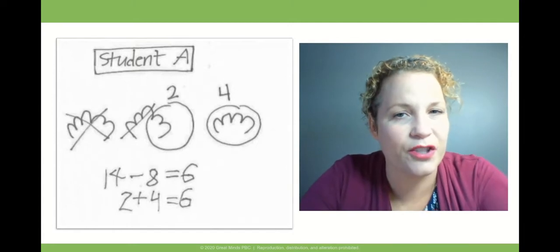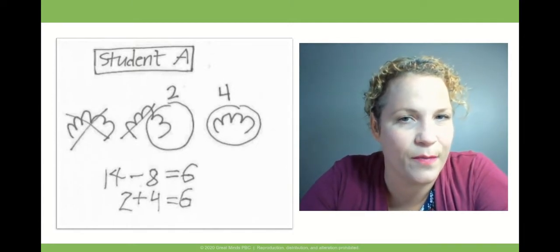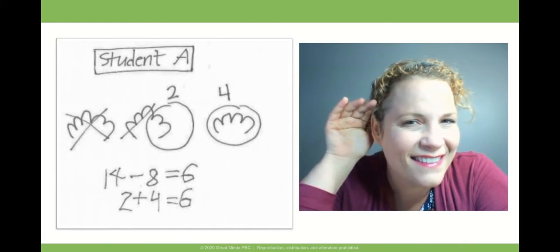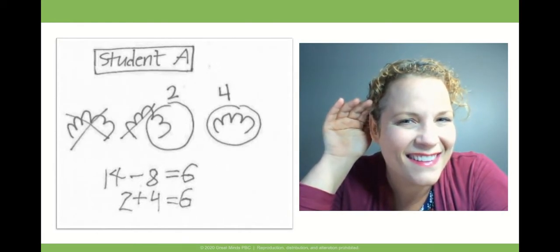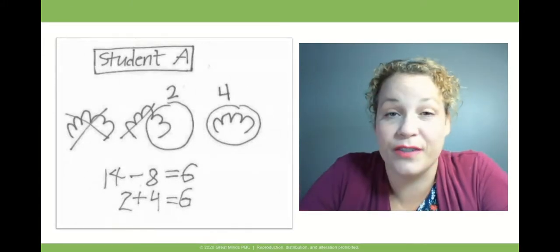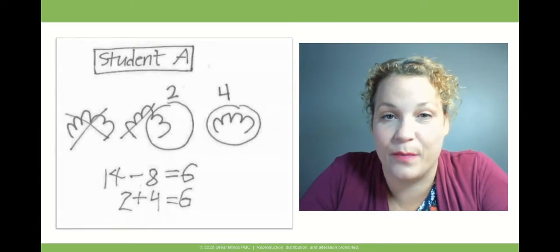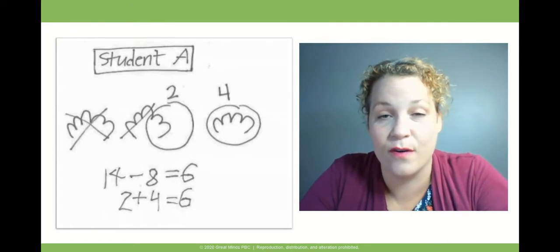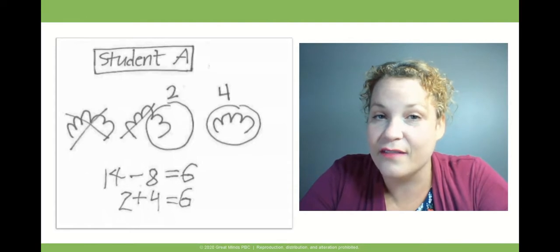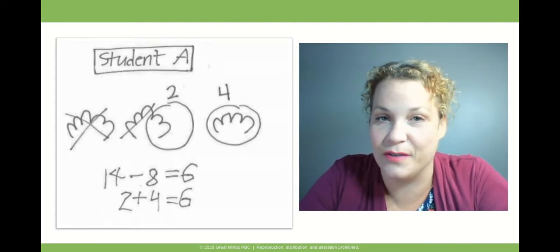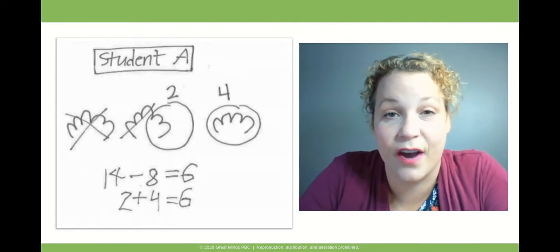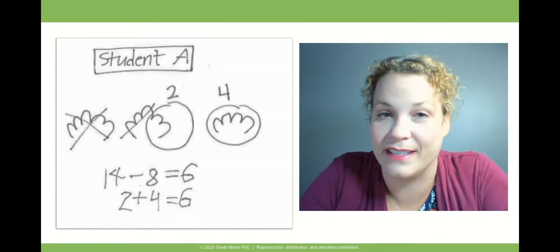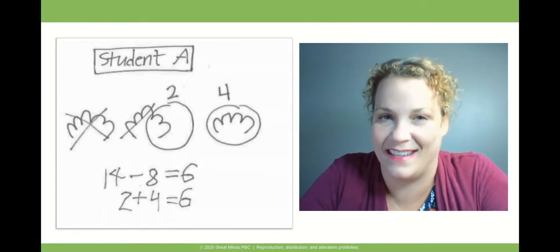Can you tell me what you think student A was thinking as they solved the problem? This student drew 14 fingers to represent the total. They saw the 14 as 10 and 4 more. So they took 8 from the 10 and got 2. Then they just needed to add it to the other 4 fingers and they got 6. So this student knew that 14 minus 8 equals 6.